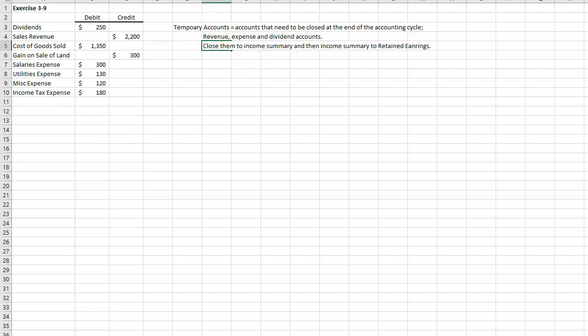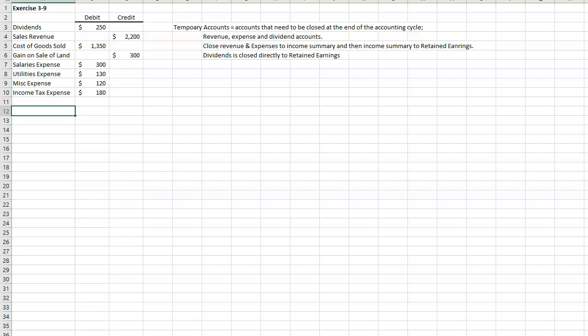I should say you close revenue and expenses. And then dividends is closed directly to retained earnings. Okay. I'm going to ignore my typos, so y'all just ignore them.